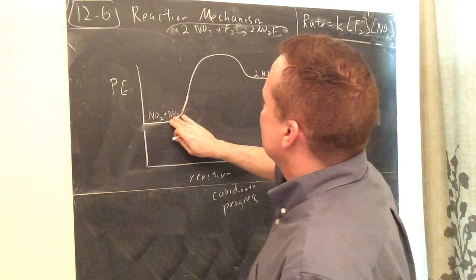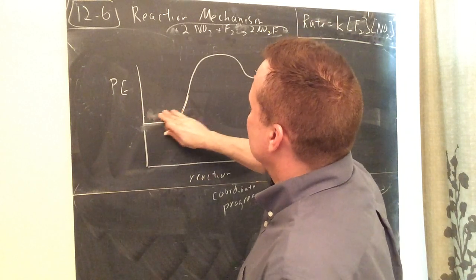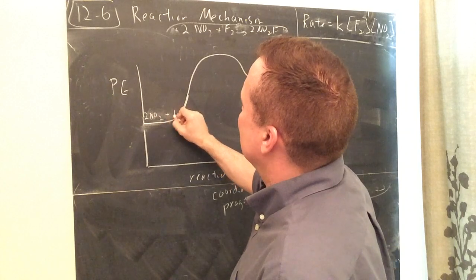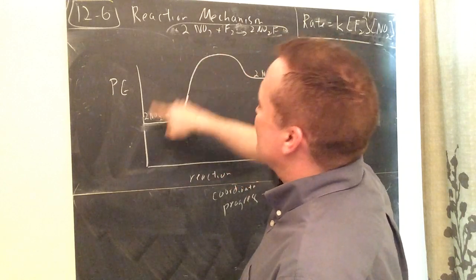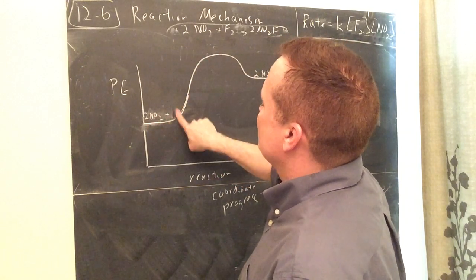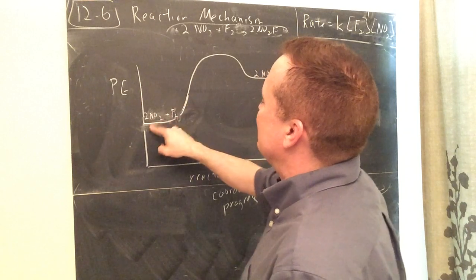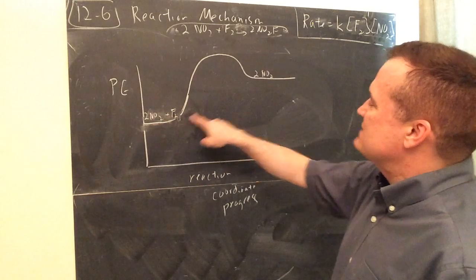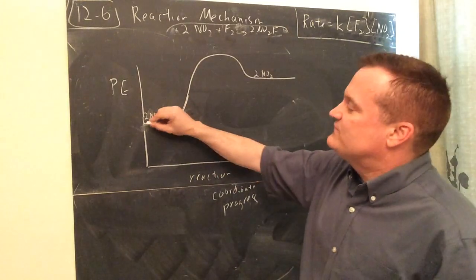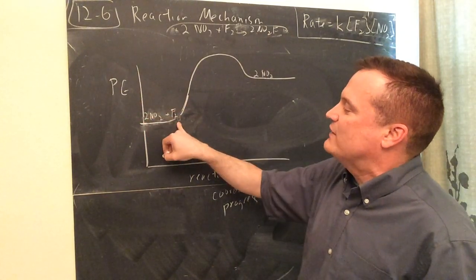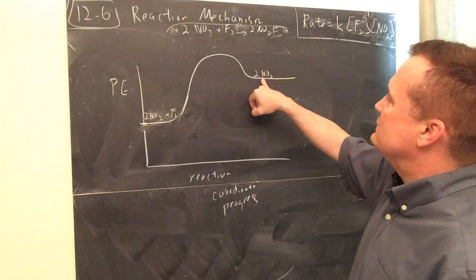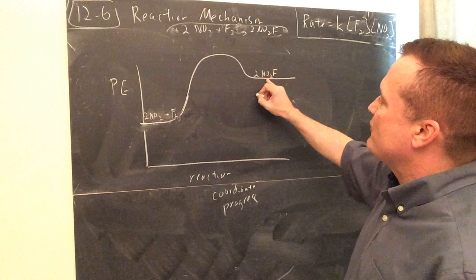I'm sorry. That's not good. 2NO2 plus F2. I could put NO2, NO2, and F2, but for a moment I thought the reaction was only NO2 plus NO2. That's a different reaction. Okay, yeah, it's better to put 2NO2 plus F2 there. So at this very beginning, you had two chemicals separate in those amounts, and that's what you add together. And at this point, you have NO2F, the products.